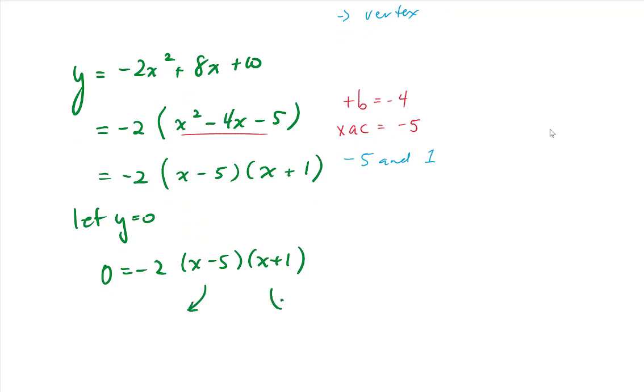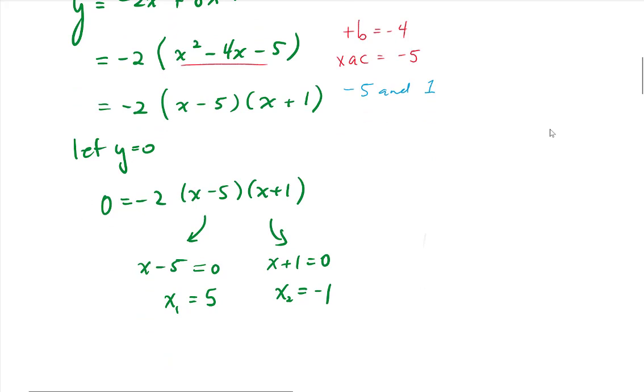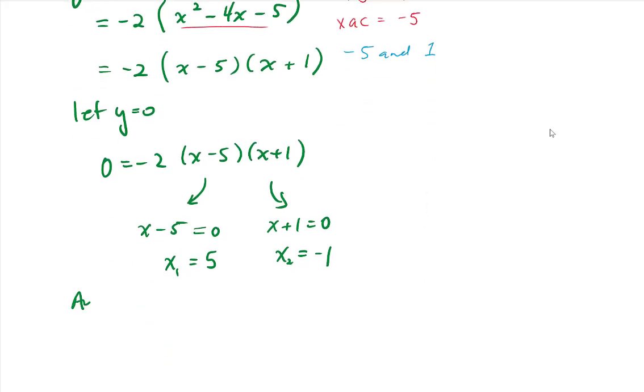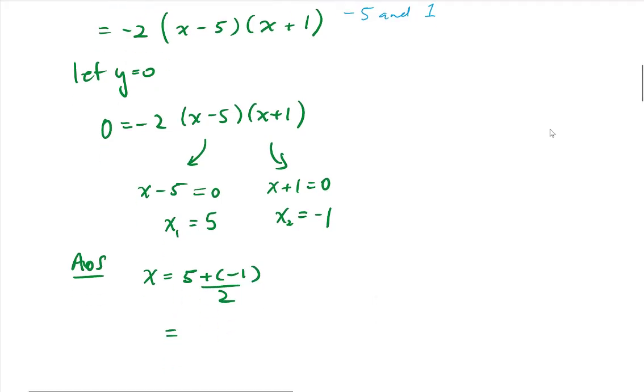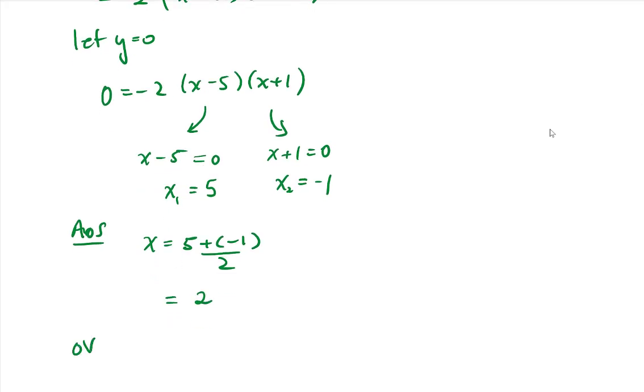If we solve for each of these factors, we have x minus 5 equals 0, which tells us that our first zero, if we add 5 to both sides, is at 5. And we have x plus 1 equals 0, which tells us that our second zero is x equals negative 1. Next, we can find our axis of symmetry. 5 plus negative 1, divided by 2, gives us 2. And finally, let's get our optimal value.